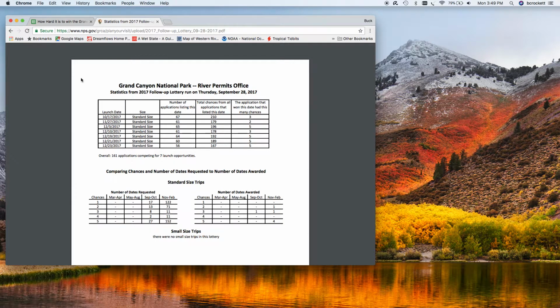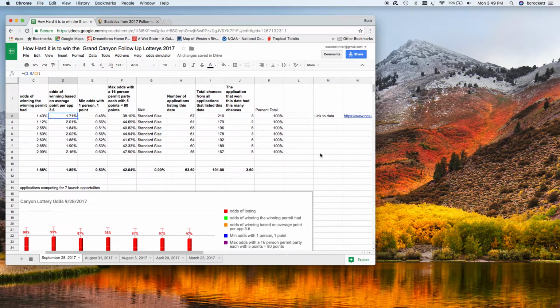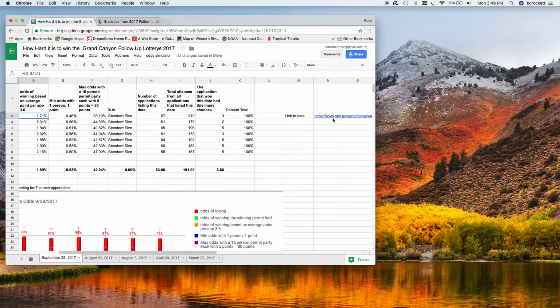Hey everybody, the lottery data from the September 28th, 2017 Grand Canyon River Permit Office follow-up data has been published. Here it is. There's the URL. And let's get into it. There's a link to the data in cell N2.